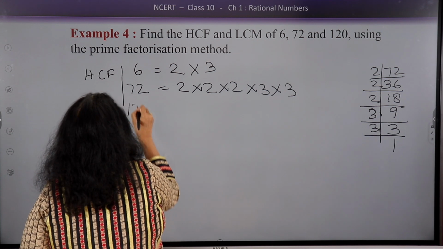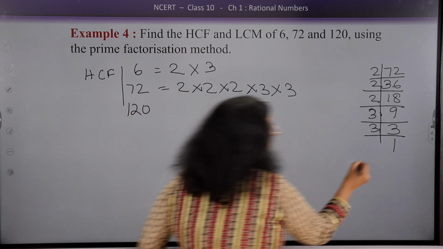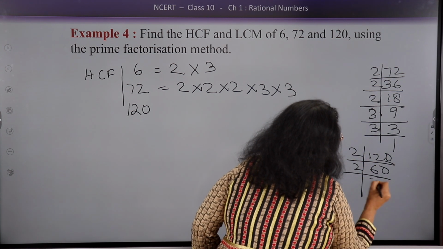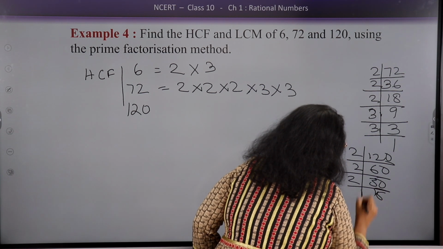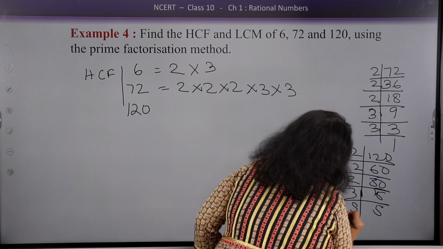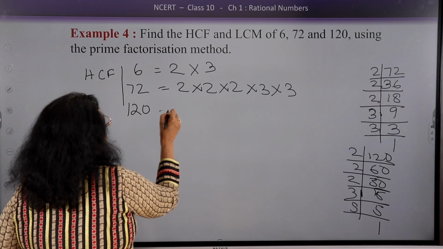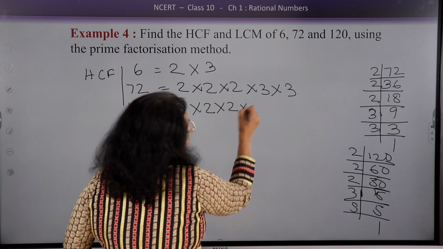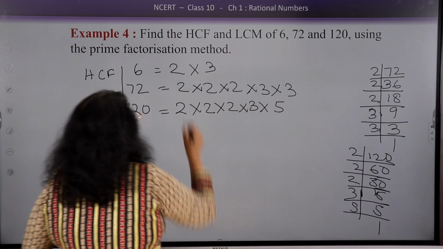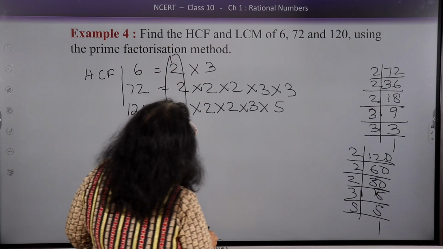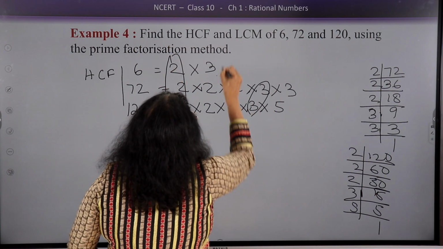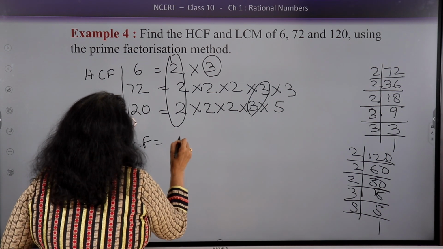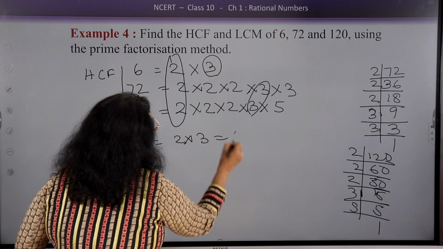The next number is 120. All right, 120. How do we do this? 2, 60, 2, 30, 2, 15, 3, 5, 5, 1. So how is it done? 120, how will we make the product? 2 into 2 into 2 into 3 into 5. HCF, of course, common. 2 is common, 3 common. So what is the HCF? 2 into 3, that is 6.